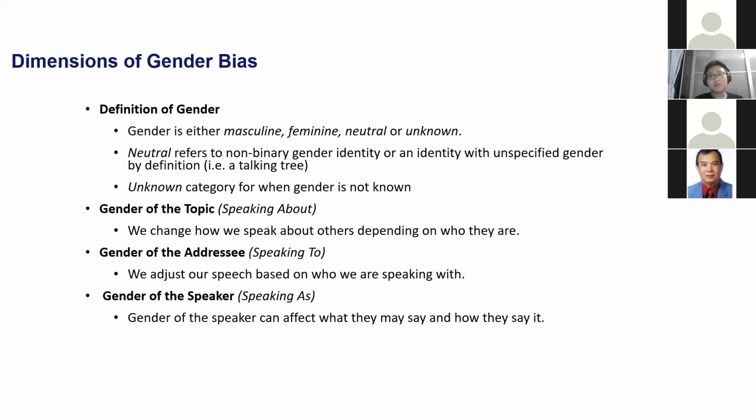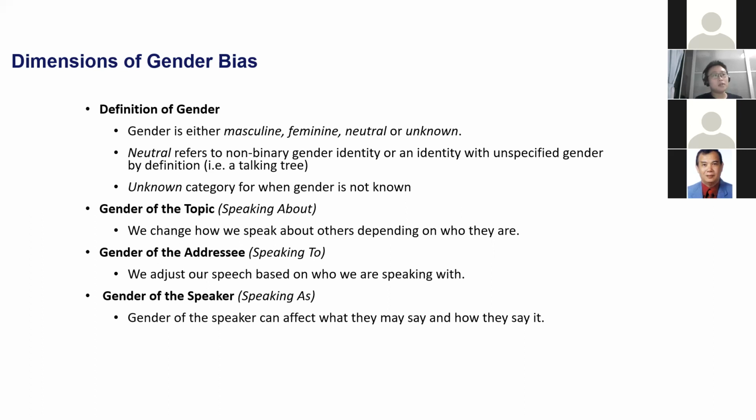The intuition is that we change how we speak about others depending on who they are. An example outside of gender is that if you're working in a company, you would probably talk about your boss in a different way from someone who's working for you. It's the same thing for gender. I think the intuition is that when you talk about a woman, you may use different words, different sentence structures from when you talk about a man. So similarly, gender of the addressee, the person you're speaking to.